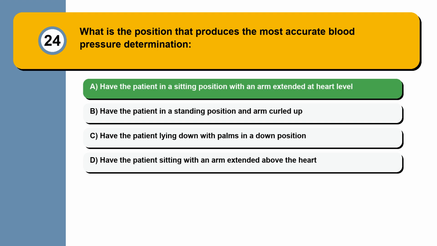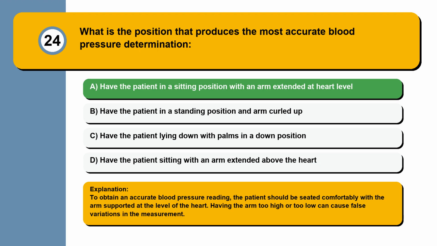The correct answer is option A. Have the patient in a sitting position with an arm extended at heart level. Explanation. To obtain an accurate blood pressure reading, the patient should be seated comfortably with the arm supported at the level of the heart. Having the arm too high or too low can cause false variations in the measurement.